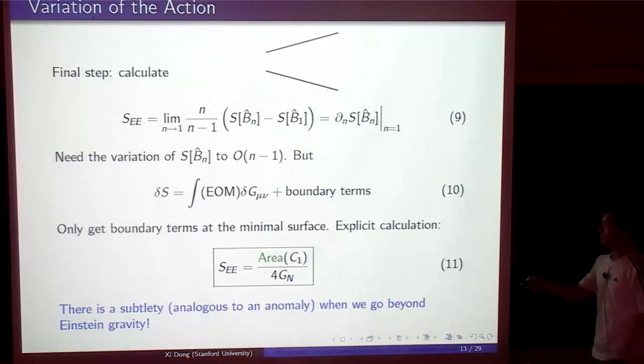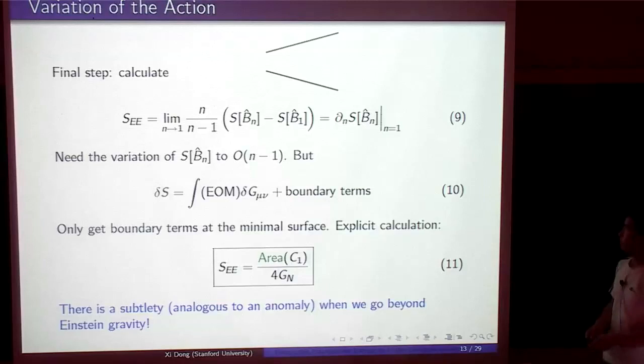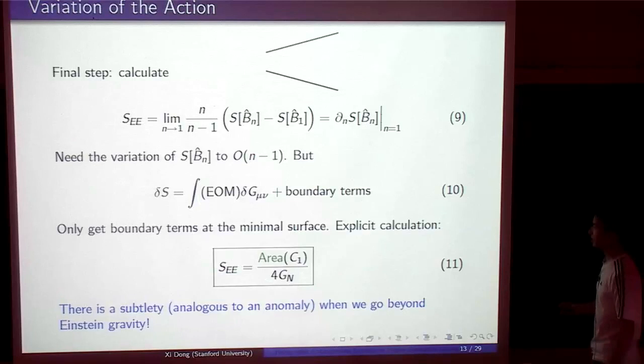So it's 0. This is because we are varying away from a solution, so the linear variation is only a boundary term. And we can compute the boundary term. I won't repeat the calculation here. It's a very explicit calculation, and one finds that it's given by the area of the minimal surface, the area of the conical defect as n goes to 1, divided by 4 G Newton. This is for Einstein gravity, and in this step, as we will see, there is a subtlety analogous to an anomaly when we go beyond Einstein gravity. So this completes the derivation of the Ryu-Takayanagi formula.